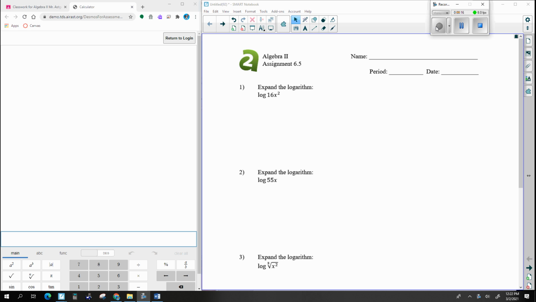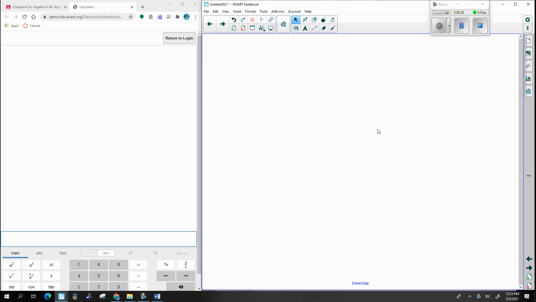So the majority of what we're going to be talking about right now can be boiled down to 3 simple little tricks. And here's what these 3 things are: 3 things that are necessary for expanding and condensing.